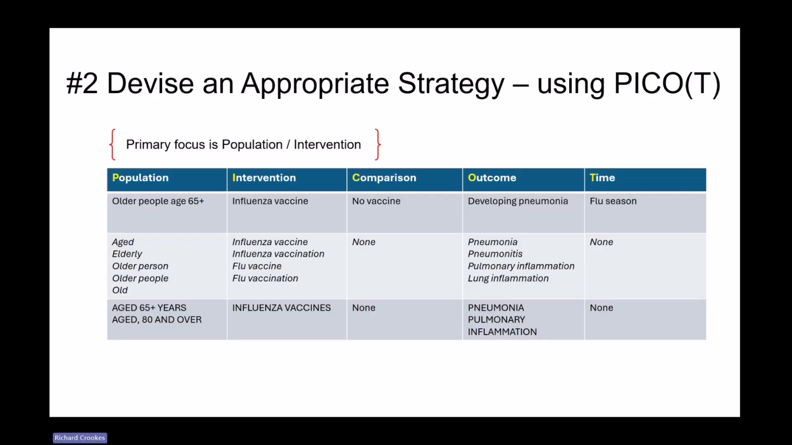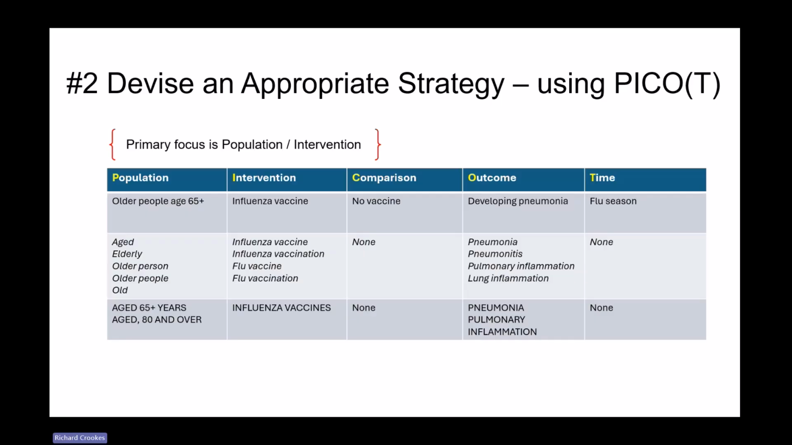For intervention, again, the second row there, in italics, in lowercase, are the synonyms, the keyword terms that we keep using. So, of course, influenza vaccine, influenza vaccination, flu vaccine, flu vaccination, etc. Also, there's no comparison in this instance. Outcome: pneumonia, pneumonitis, pulmonary inflammation, lung inflammation as well. We could factor those into the search query, and we won't add the timer in this context today.